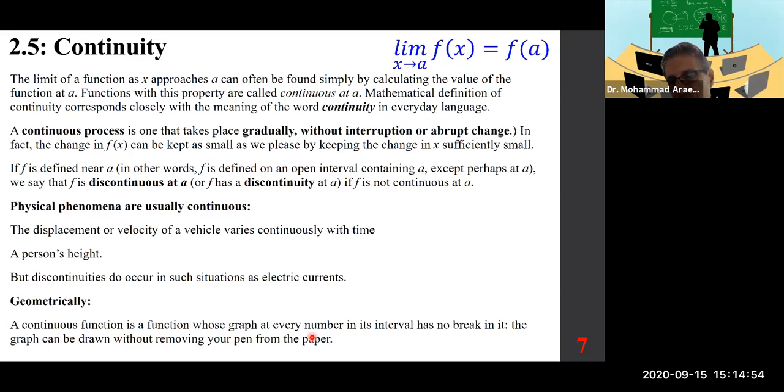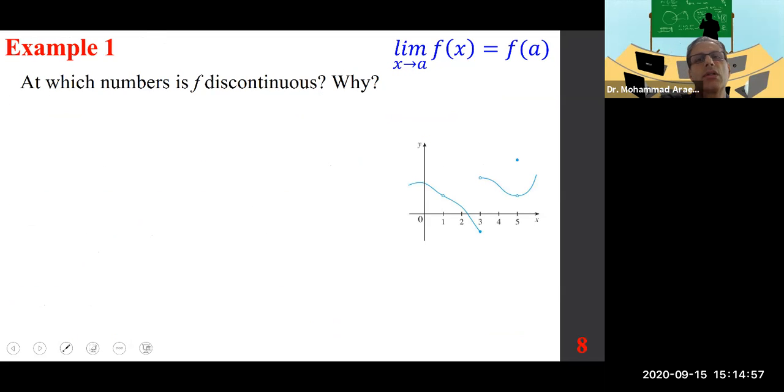Let's look at some examples to see what happens, starting with this one. At which numbers is f discontinuous and why? I believe everybody can see the answer easily, but let's quickly have a discussion, okay? What you clearly see as a discontinuous point and why. Anybody can tell us what numbers seem to be the points of discontinuity at x equals what?